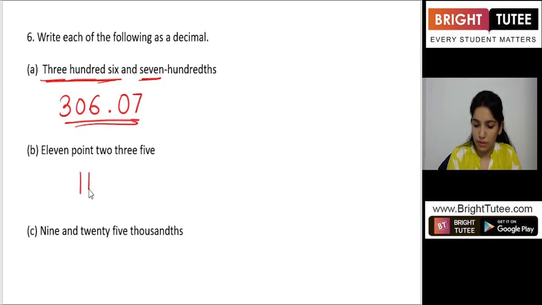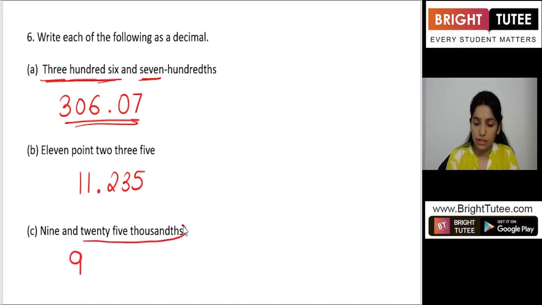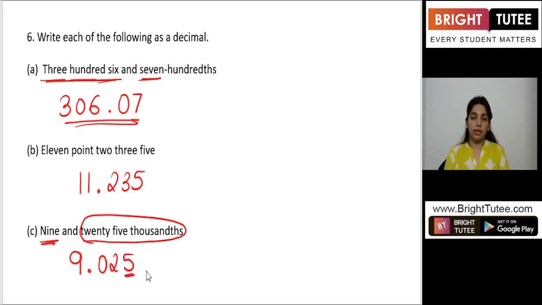Now 11.235. So it is simple, 11.235. The next one is 9 and 25 thousandths, right? So these two numbers are sitting together. This is just a 9. So after that we have got a decimal point. It is 25 thousandths. So 0 will come here. Then 25 thousandths means 25, and 5 comes at the thousandths place. Clear? So 2 will sit at the hundredths place and 5 sitting at the thousandths place.